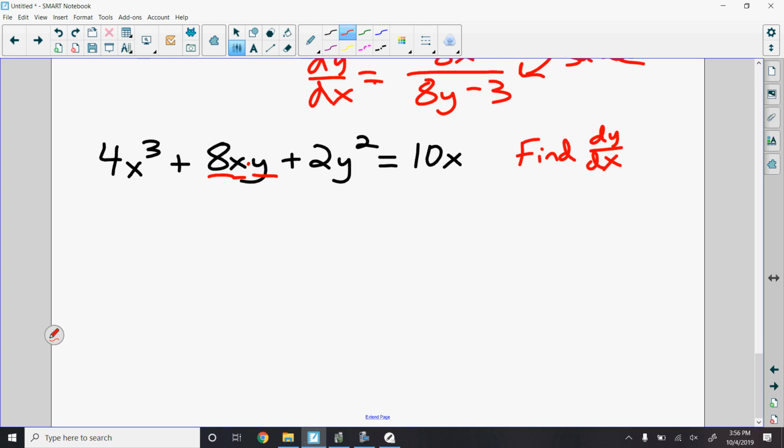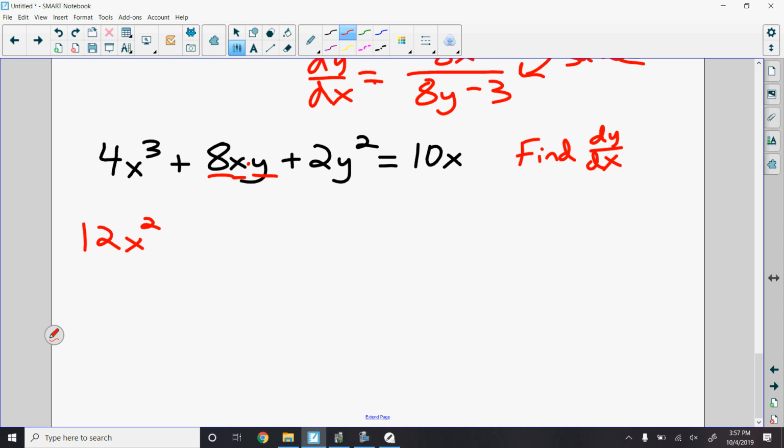Okay, again, our goal is to find dy dx, so we're just going to derive each term. 4x cubed we do totally normally. We just do the power rule. 3 times 4 is 12, so we get 12x squared out of that first derivative. Okay, so we've done that derivative.